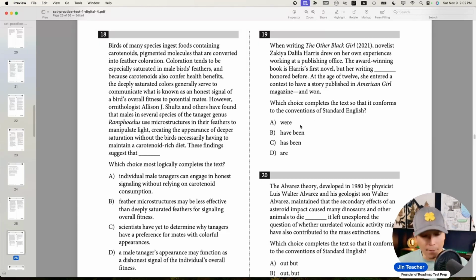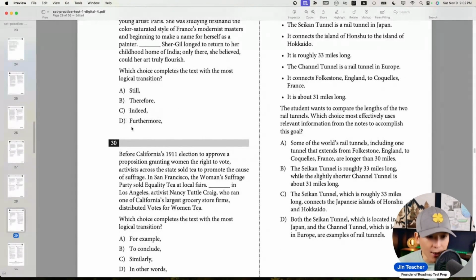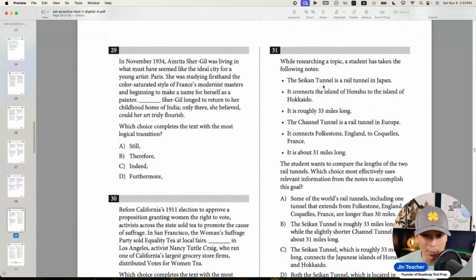So now, before I jump in, here is another test taking strategy for grammar questions. This applies to all grammar questions except for the last two, the transition questions. Except for these questions here, like question number 30 and question number 31, the ones that have a long set of notes and then the student's goal you want to accomplish.